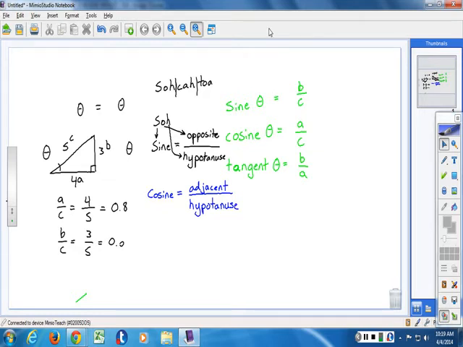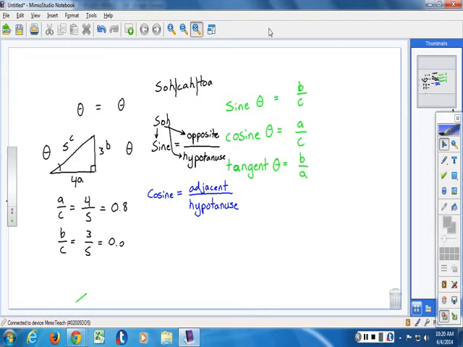The letters happen to match, but don't be fooled. I just picked A, B, and C. That was kind of random. But adjacent is the line that's touching the angle that we're dealing with. So adjacent, in this case, is A. Hypotenuse is C. Cosine equals A over C. That's what we've built up here.